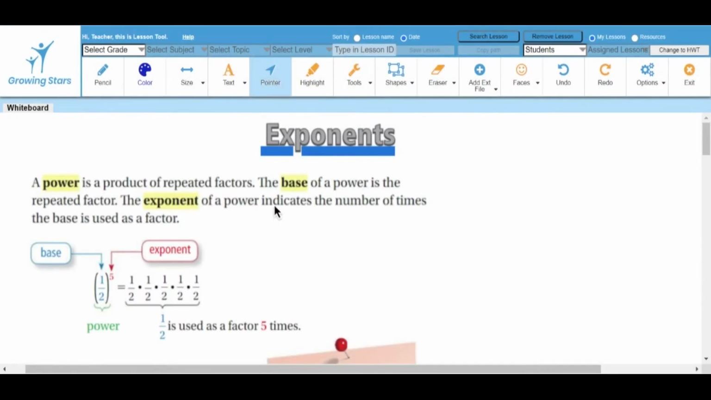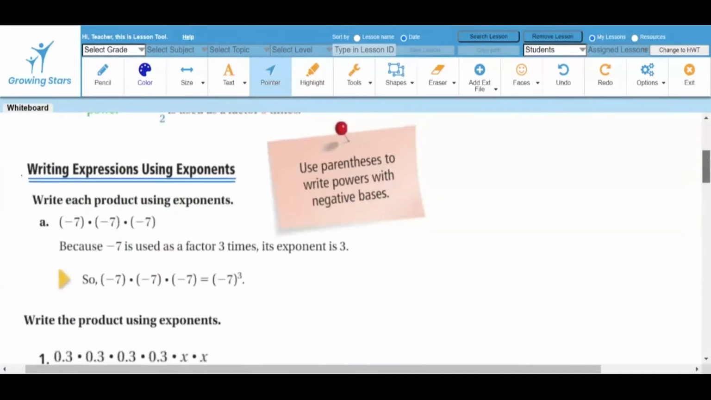Let us learn exponents and the product powers of exponents. So let us see what is an exponent. The exponent of a power indicates the number of times the base is used as a factor. You can see in this example 1/2 is the base, 5 is the exponent, and this whole together is called a power. So in this, the base is multiplied repeatedly 5 times because the exponent is 5.